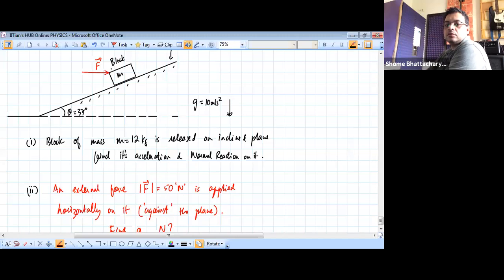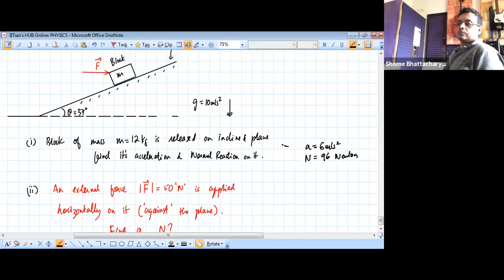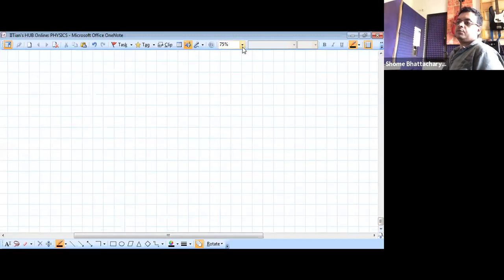The acceleration will have a magnitude of 6 meters per second square in the first case, and a normal reaction of 96 newtons. Okay, so let us understand the free body diagram in the first case.